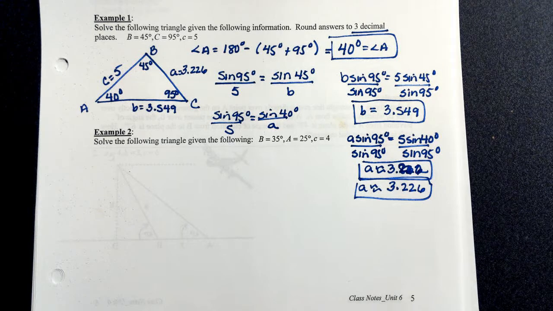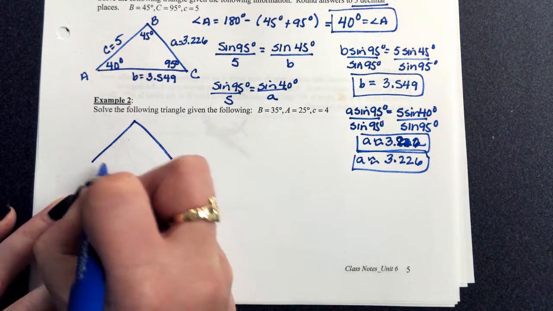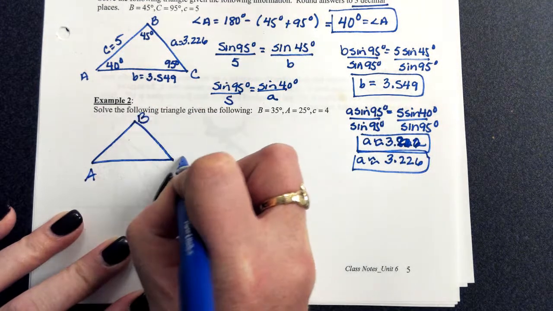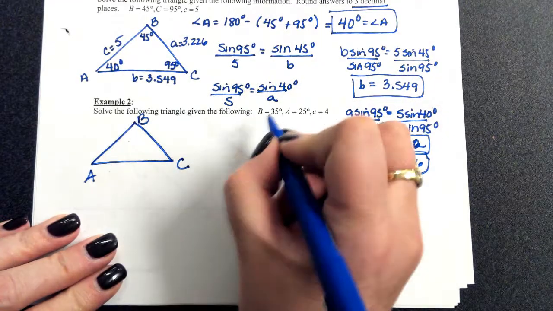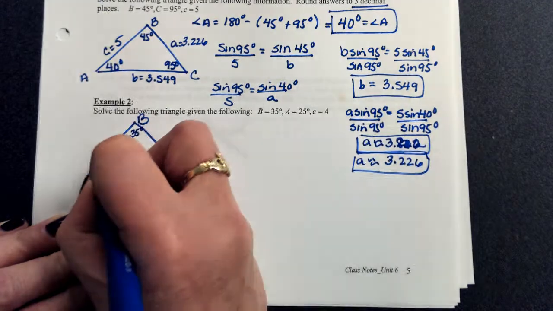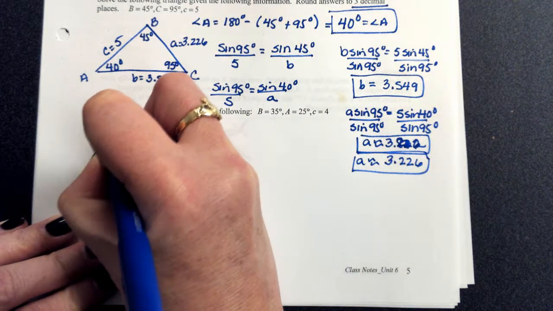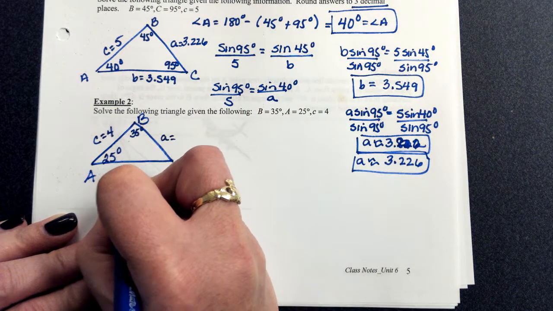So let's take a look at another one. So again, they're giving me triangle ABC. So again, I'm just going to label this ABC. It doesn't matter where you put A, B, and C. They're telling me that angle B is 35 degrees, angle A is 25 degrees, and side C is 4. So here's side A, here's side B.